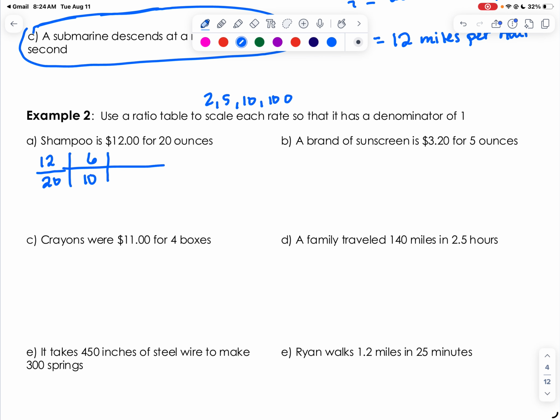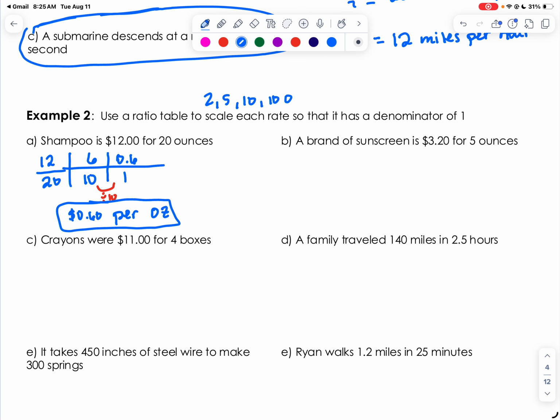Now, once you have 10, it's easy to scale 10 down to 1 because all you have to do is divide by 10. Let me write that down, what I'm doing. Divide by 10. So if I divide 10 by 10, I get 1. If I divide 6 by 10, I get 0.6. So now that I've scaled my denominator to 1, I have my unit rate. So it's 0.60 cents per ounce. And I'll just abbreviate ounces. Okay.